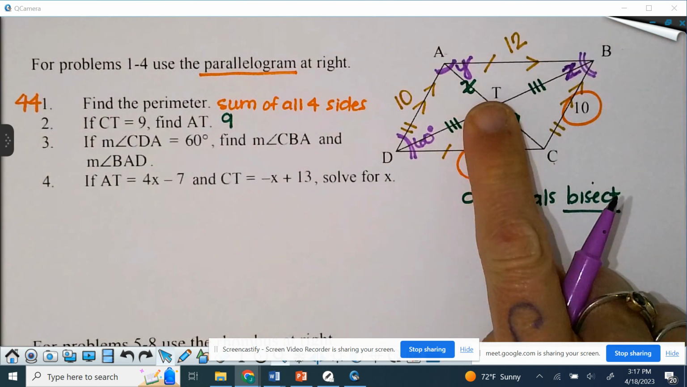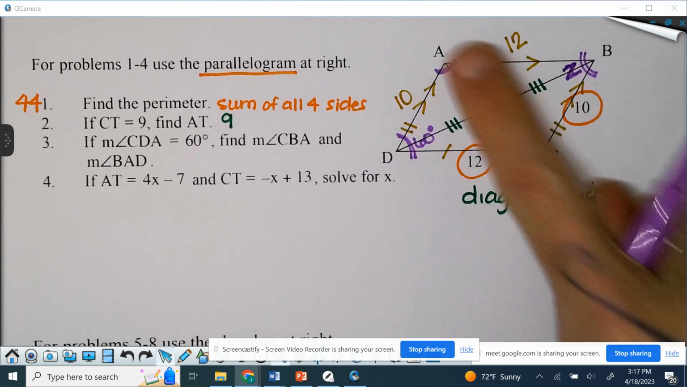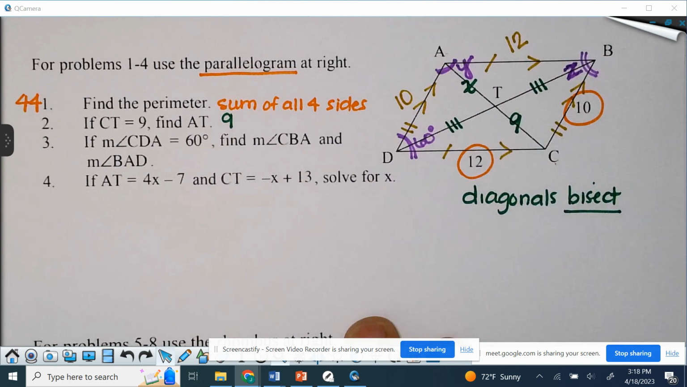Now, the rules that would pertain to this, and I'm not getting into too much algebra, just the basic rule conversation: opposite angles are congruent.